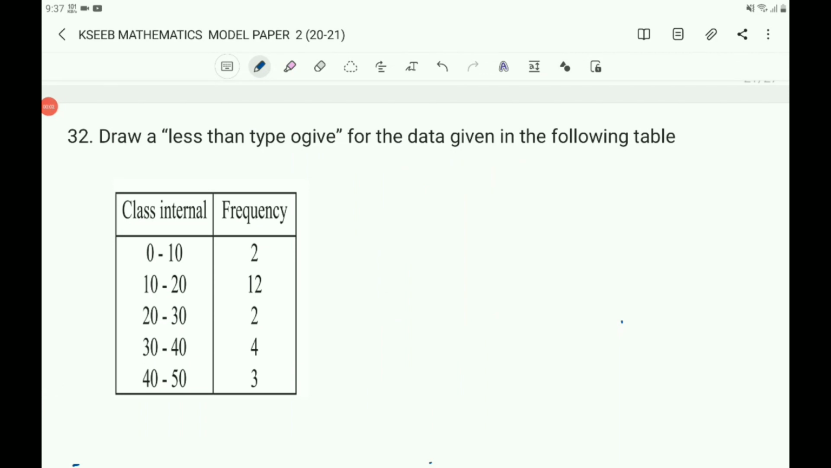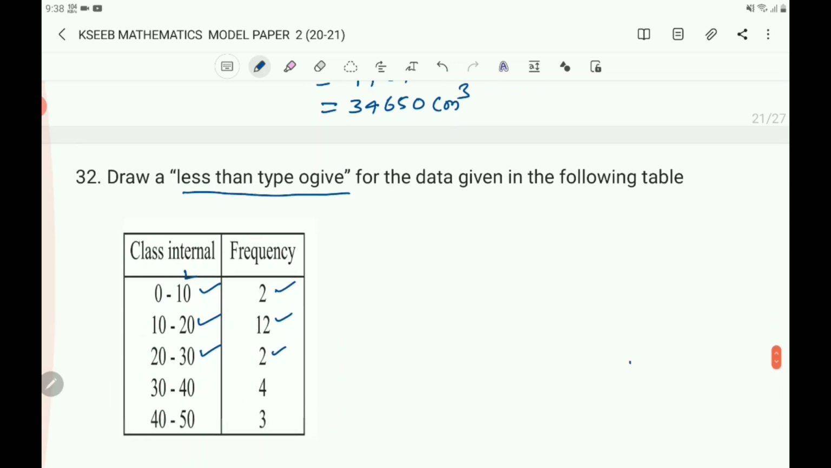Now you come to the 32. Question number 32. Draw less than type ogive for the data given in the following table. Here we have to draw the ogive, that is less than type ogive. For less than type ogive, we have to consider the upper limit. So here less than 10, less than 20, less than 30, less than 40, less than 50. Like this way we have to take. And again we have to take the frequency from this only.